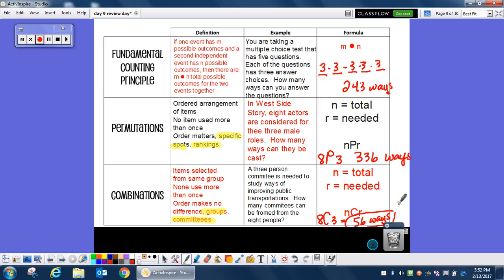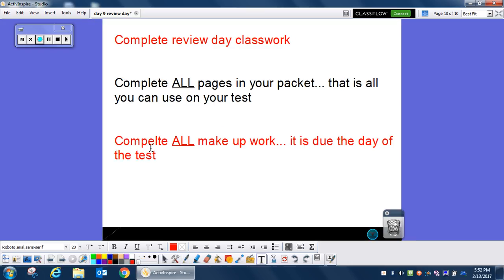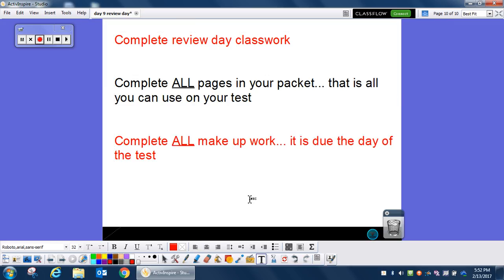All right, so hopefully that puts all the information from the unit in one spot. You need to complete your review day classwork. Make sure all the pages in your packet are done, and that's the only thing you can use on your test. And then if you're done with that, you can complete your makeup work. Please refer to the binder at the front of the table. Edline was updated on Friday, so it has the most up-to-date information. But again, if you don't turn your review day classwork in, it'll go in as a 0. So please make sure you get your assignments done and submit them. Half done is better than not done at all.